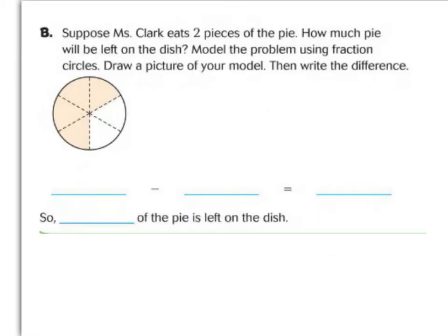Now we're going to suppose that Miss Clark eats 2 pieces of the pie. So how much pie will be left on the dish? And we're going to model our problem using a fraction circle. So here's the 2 pieces we're supposing that she eats. So that means she starts off with 1, 2, 3, 4 pieces out of 6. She's eaten now 2 out of those 6 pieces, which leaves us with 1, 2 pieces.